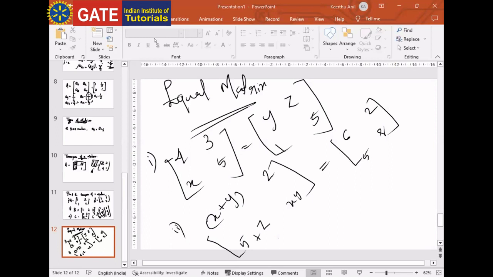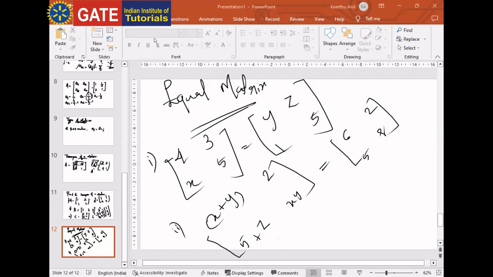So, which one, Chetan, you didn't understand how to find the values in an equal matrix? First one, ma'am. Is it of this topic or the previous one? This one only, ma'am.